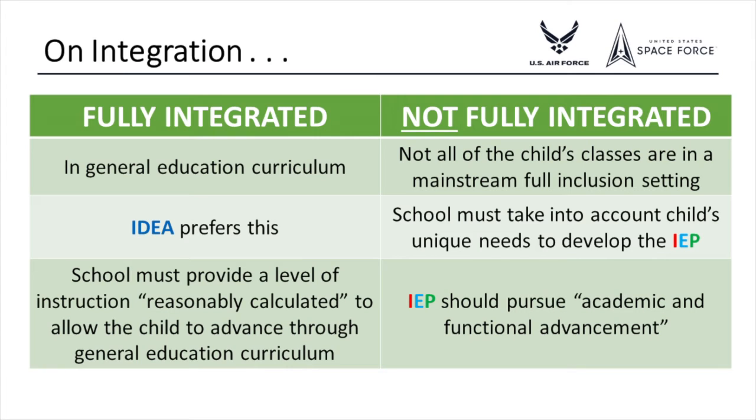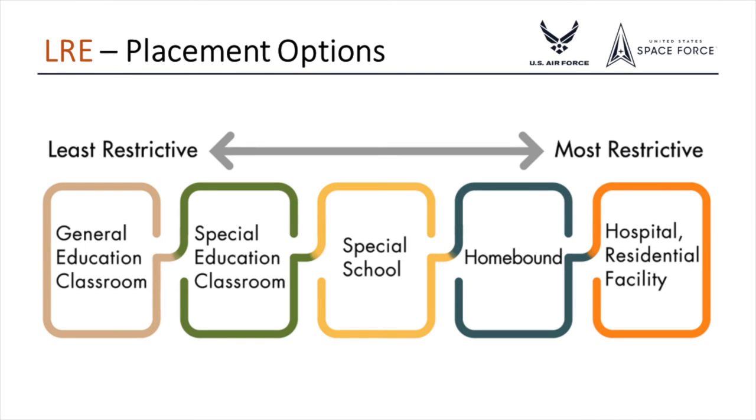The school has to take into account your child's unique needs as they develop the IEP, and in instances, perhaps an alternative setting, such as special education classrooms, may be more appropriate in order to meet your child's academic and functional advancement. This chart is pretty much what I have just explained to you, except in a picture format.